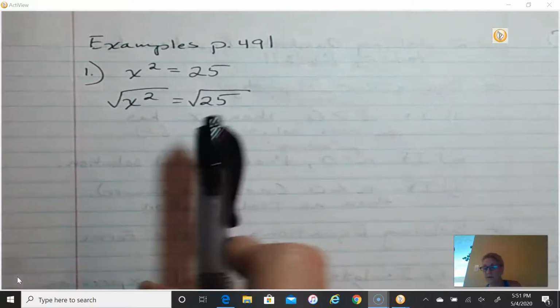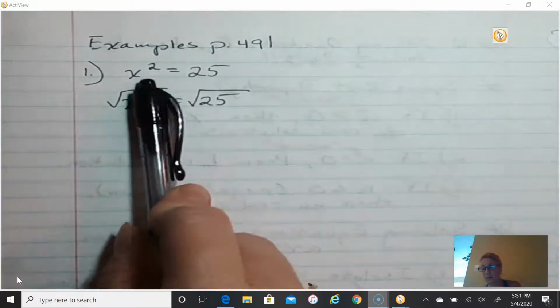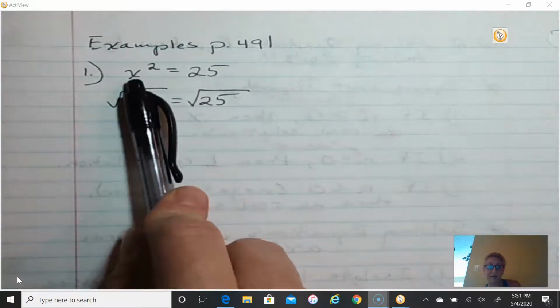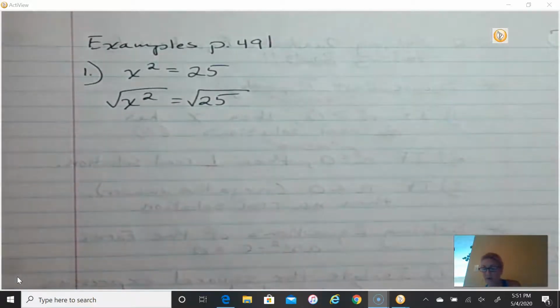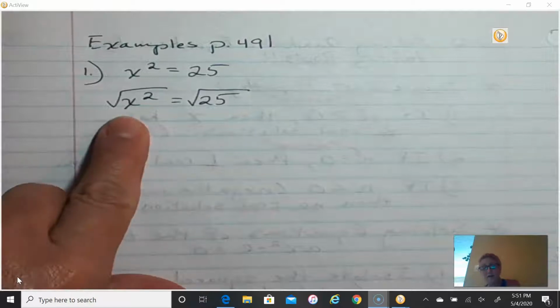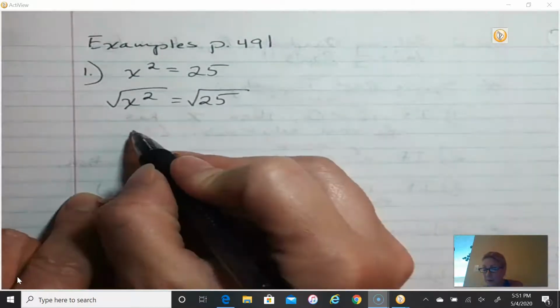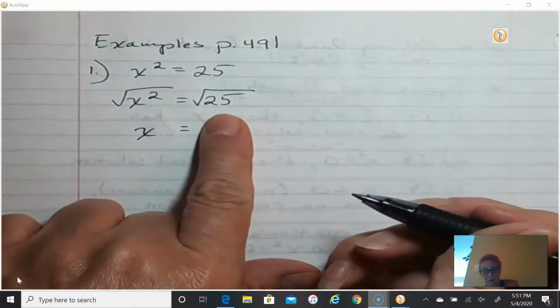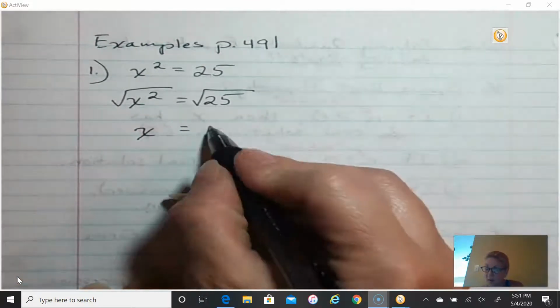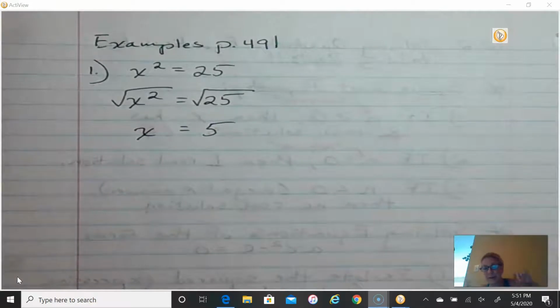There you go, step 2. See, that was step 1, making sure that x squared is isolated, and it is. It already is written. Then the step 2 is to square everything. So, the square root of x squared is x, right? What's the square root of 25? 5. Now, you're not quite done, but you're almost there.